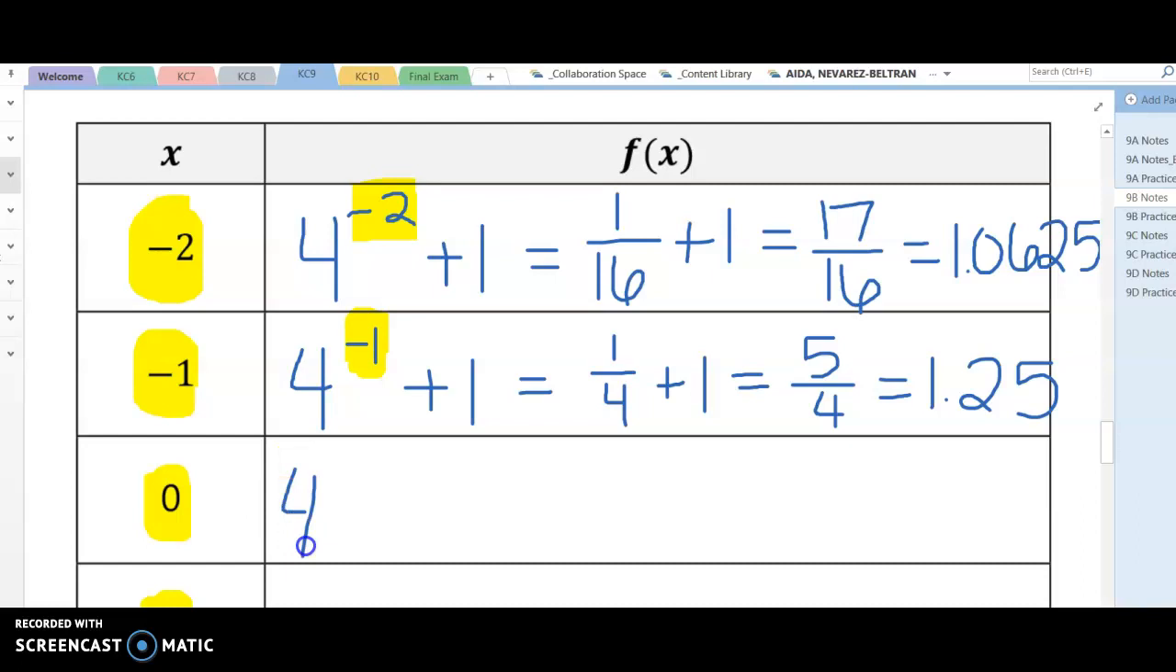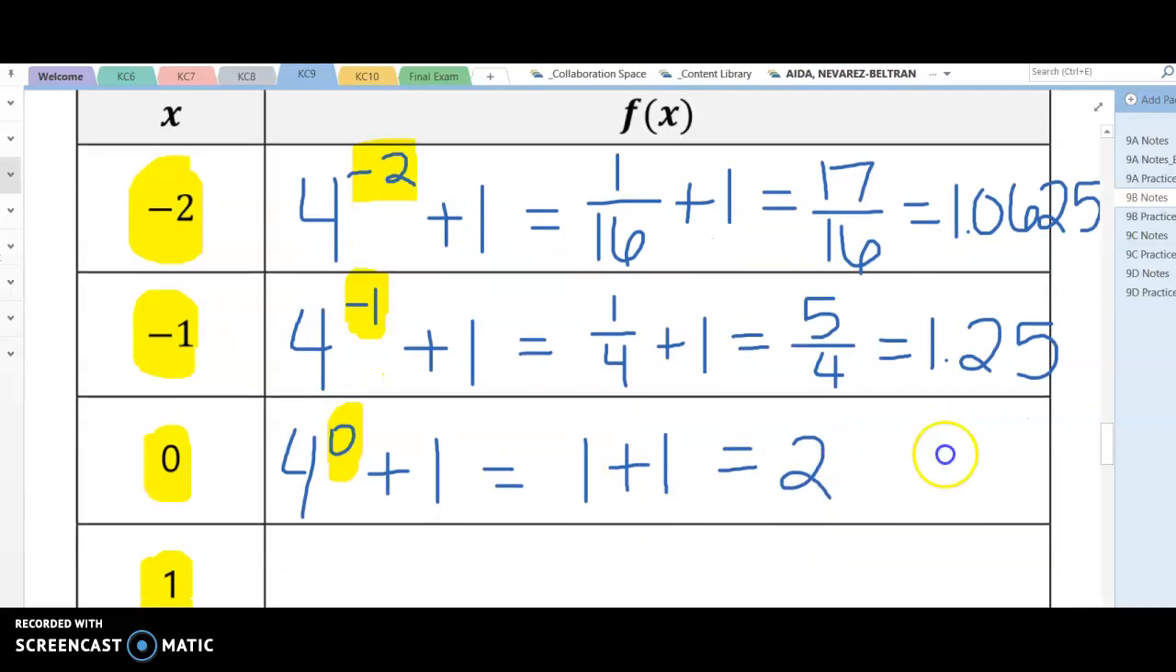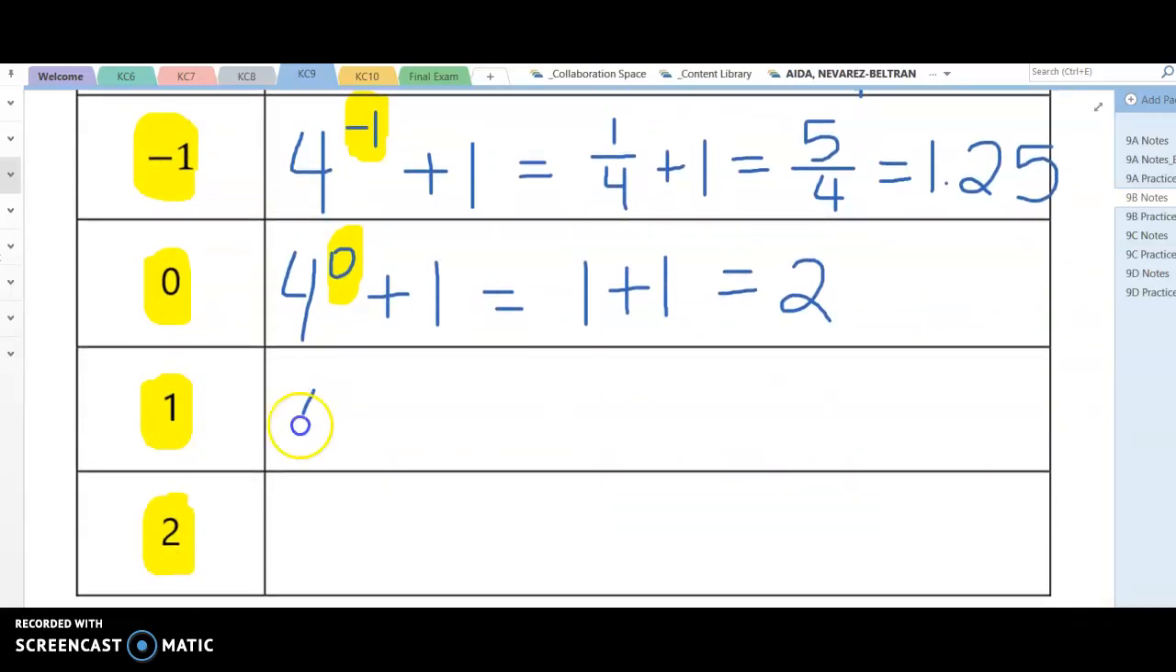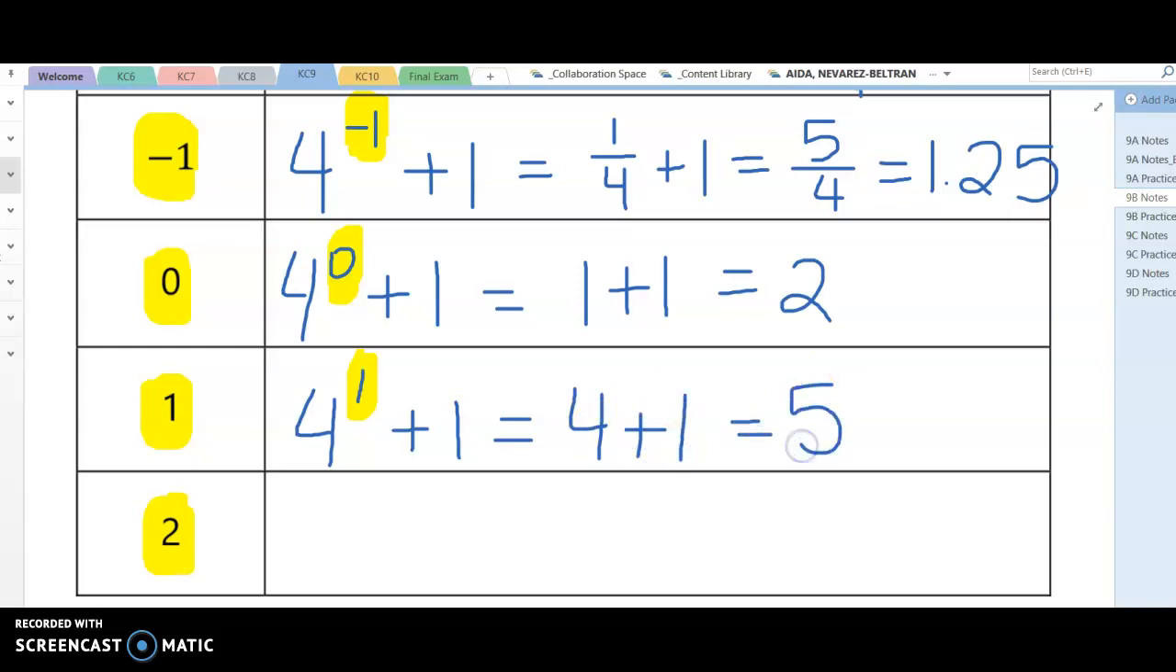Okay, now we're doing 4 to the 0 power plus 1. So 4 to anything to the 0 power is just 1. So literally anytime you have something to the power of 0, where 0 is the exponent, it's just going to be 1. So now we're doing 1 plus 1, which is 2. Now we're doing 4 to the first power plus 1. So anything to the first power is just that number. So 4 to the first is just 4. We add 1 to it, now we get 5.